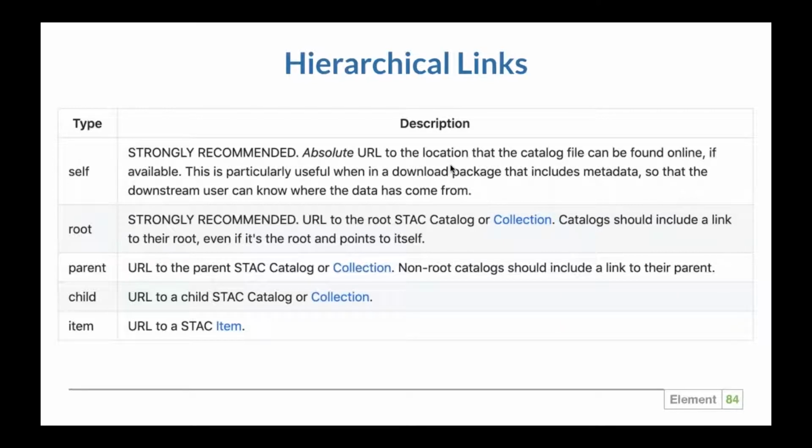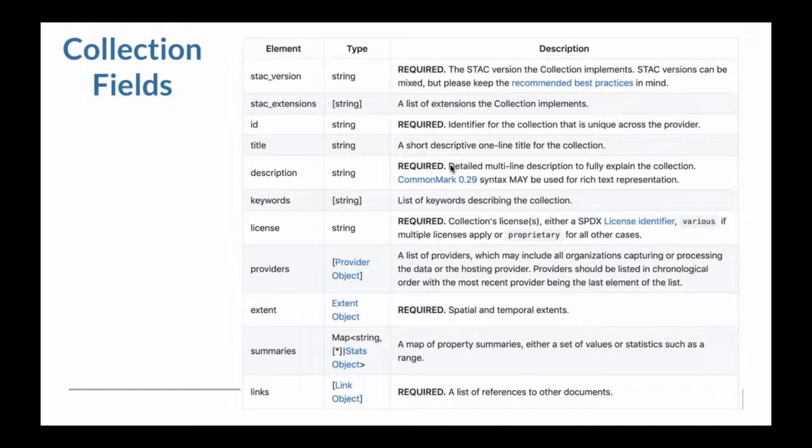And when we look at the collection fields, we see all of the same fields that are in the catalog, along with a few others. We have things like license and providers. The extent is the spatial and temporal extent of all of the items within that collection, and then summaries, but it's really, as you can see, a summary of all of the items that fall under this. It doesn't have data by itself. There's no data specifically in a collection.